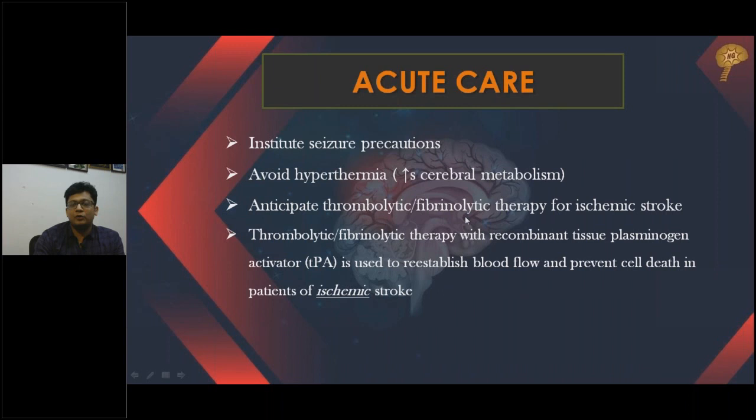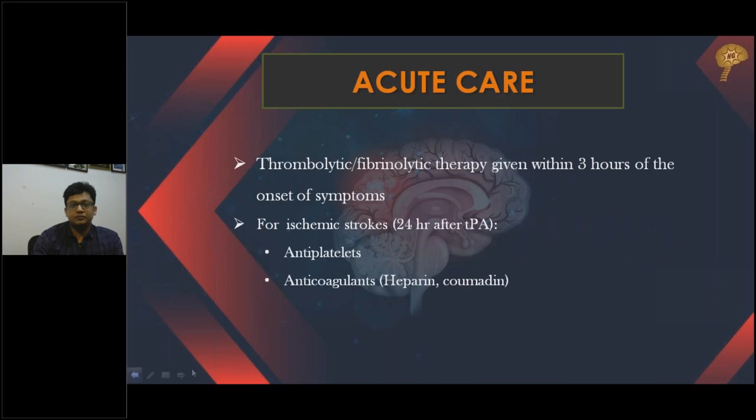Anticipate thrombolytic or fibrinolytic therapy for ischemic stroke. Thrombolytic or fibrinolytic therapy with recombinant tissue plasminogen activator is used to re-establish blood flow and prevent cell death in patients of ischemic stroke. So TPA is very important. If it is given early, it is very good. Thrombolytic or fibrinolytic therapy is given within 3 hours of the onset of symptoms. For ischemic stroke, antiplatelets and anticoagulants should be given.